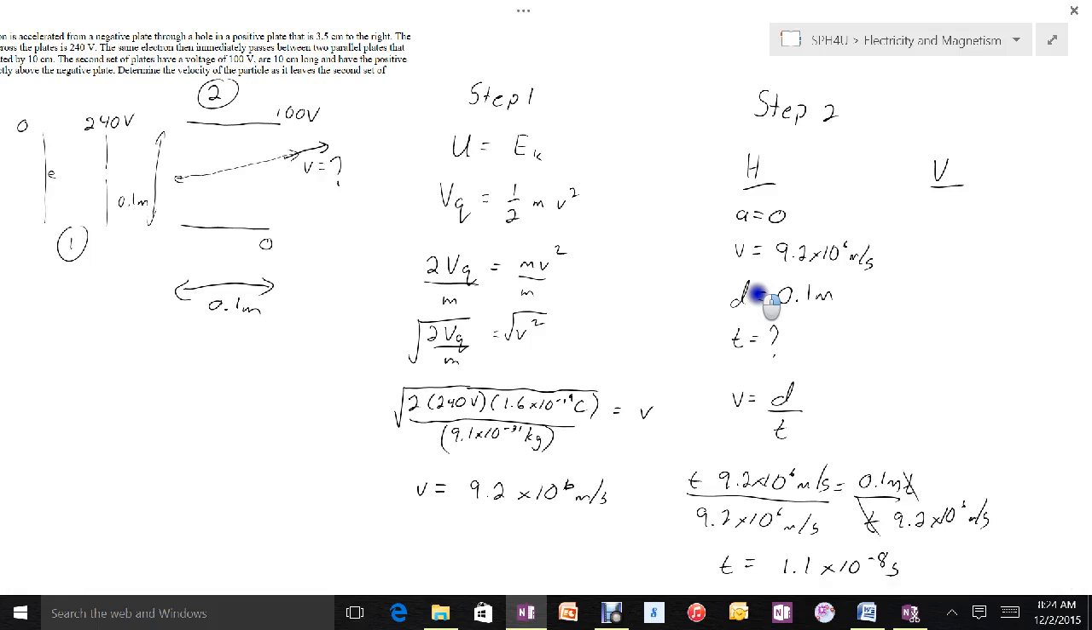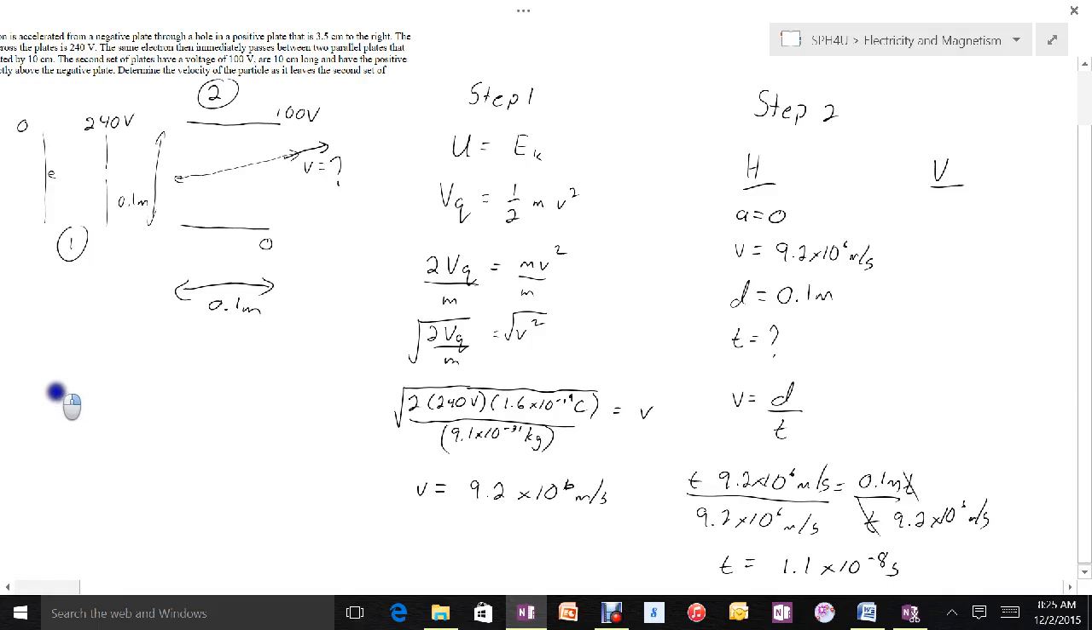Now with that in mind, if I can find the acceleration in between those two plates, I can figure out how much vertical velocity this electron will take on as it's going through the second set of plates. So the next thing I have to do is find the acceleration in that region. To find the acceleration in that region, the easiest thing to do is to use a forces approach. We remember that in between a set of parallel plates, the electric field should be constant.